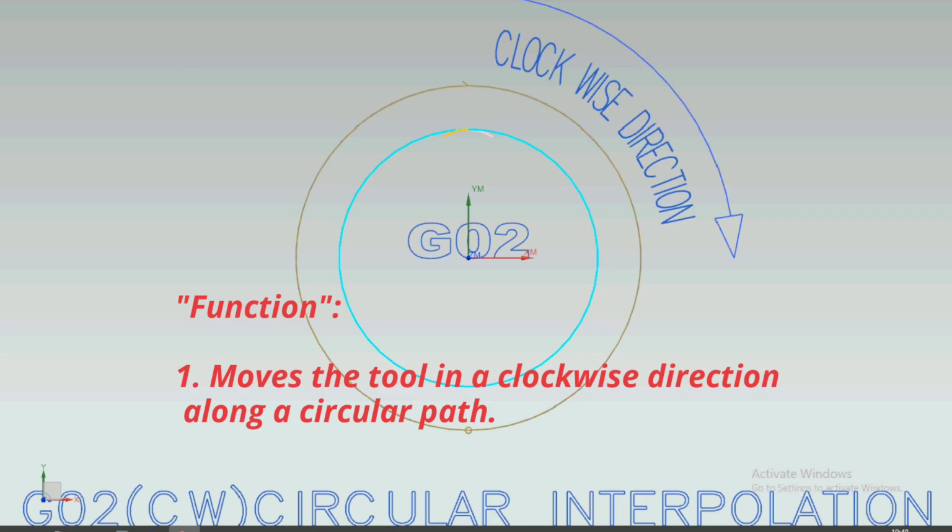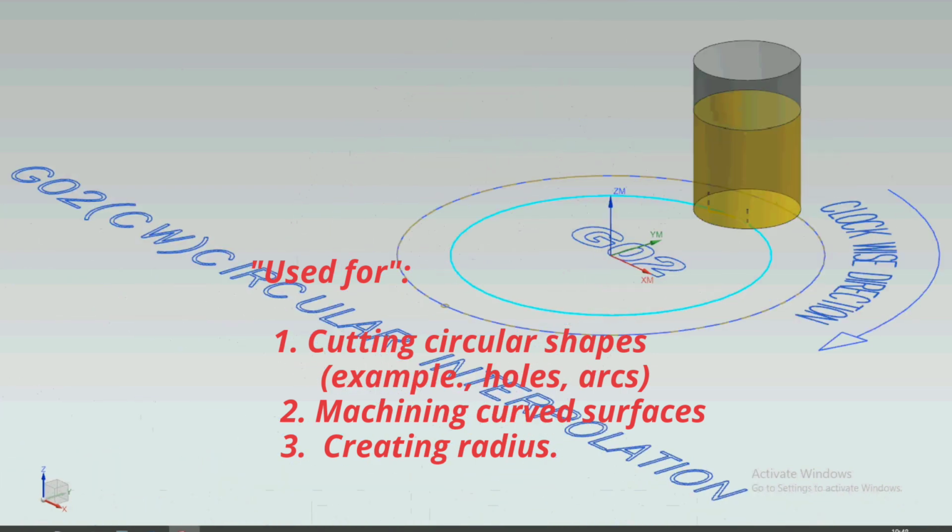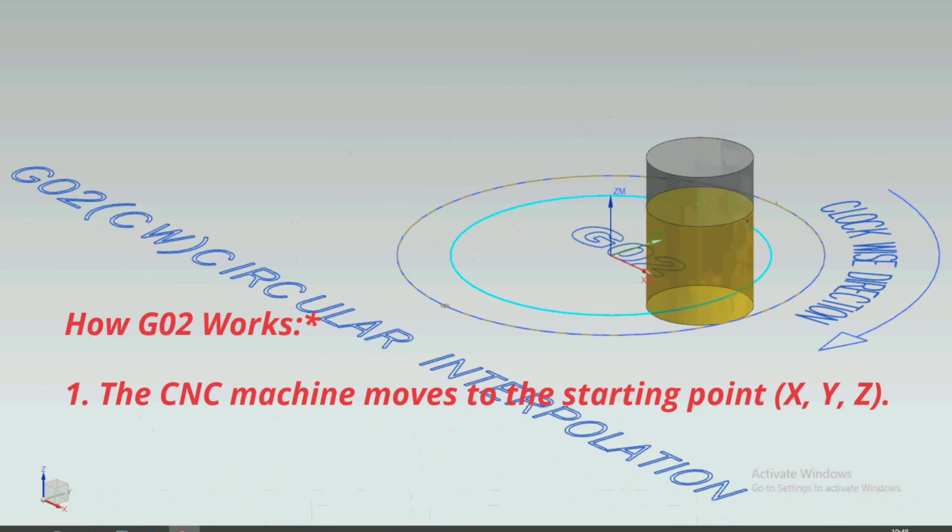Function: 1. Moves the tool in a clockwise direction along a circular path. Used for: 1. Cutting circular shapes, for example holes and arcs. 2. Machining curved surfaces. 3. Creating radius.